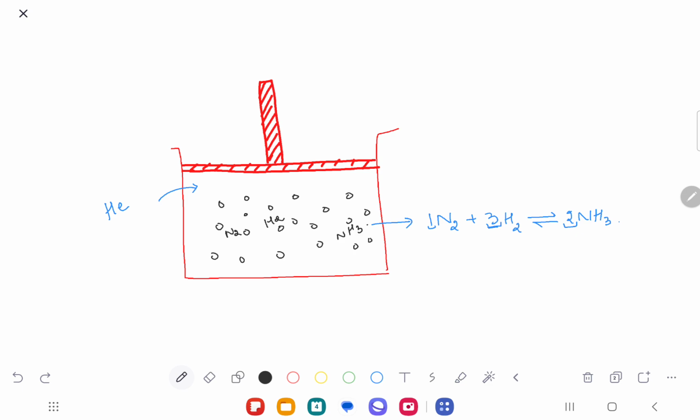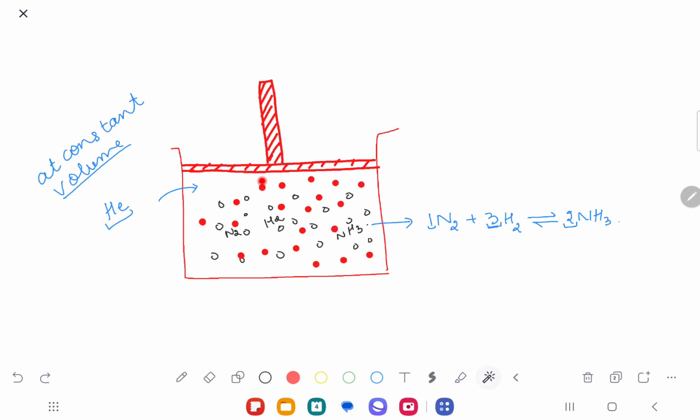There are some molecules of N2, some molecules of H2, and some molecules of ammonia as well. So what exactly is happening? These two are combining to form ammonia. And I have added helium at constant volume. Now, what is constant volume? Understand. See, if I add a few extra molecules of helium inside it, let's suppose these red dots are the helium atoms. So don't you think that these helium atoms would require a lot of space, isn't it?